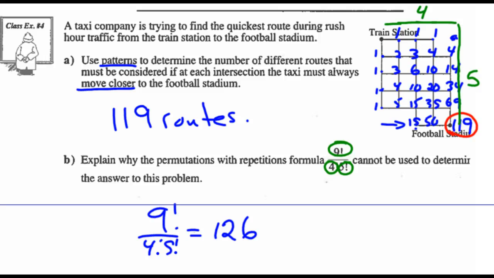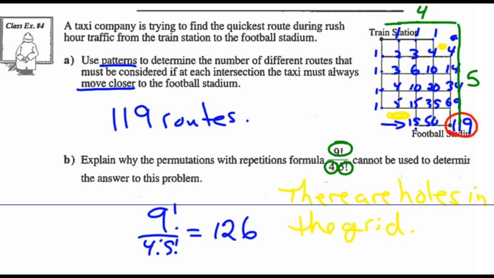So why doesn't it work? This doesn't work because there are holes in our grid. We've got a hole right here, and we've got this whole section that's not accounted for. So it doesn't work because there are holes in the grid. In order for our permutations with repetitions formula to work, we must have a completed grid.